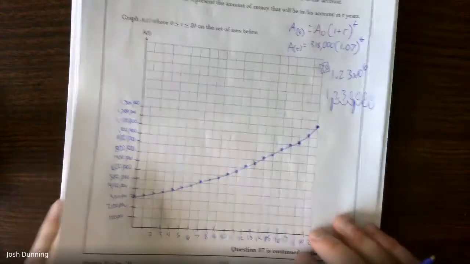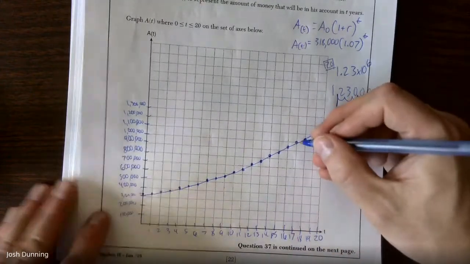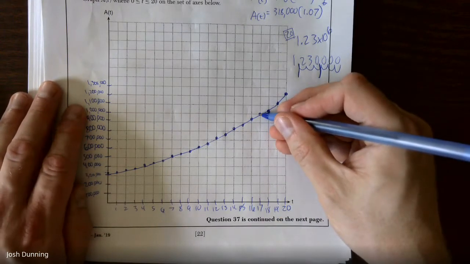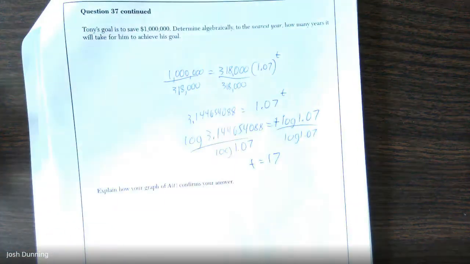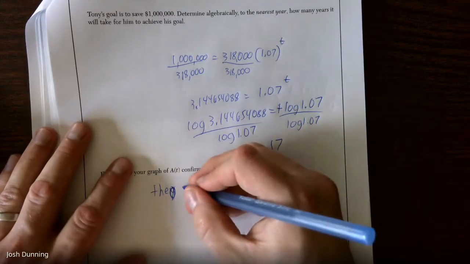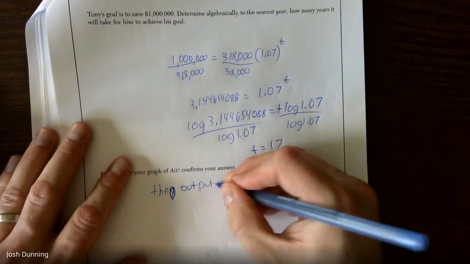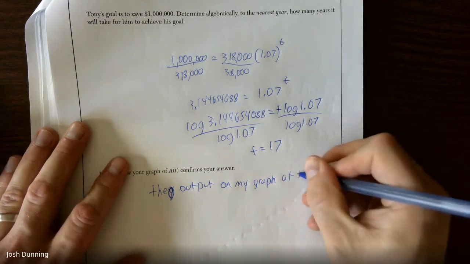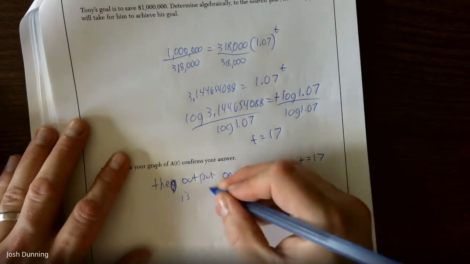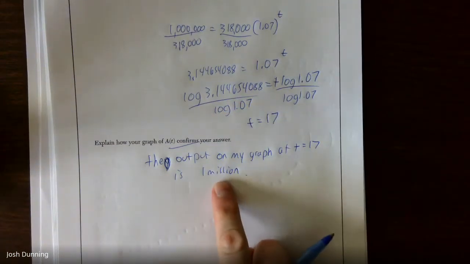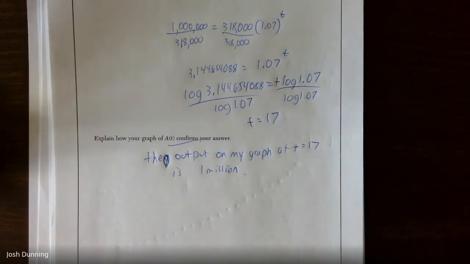All right, let's take a look. It hit 1 million at 17 years. There we go. Oh, geez, the output. Yeah, sorry. The output on my graph at t equals 17 is 1 million. That would be how it confirms it. Because it says 1 million at t equals 17.